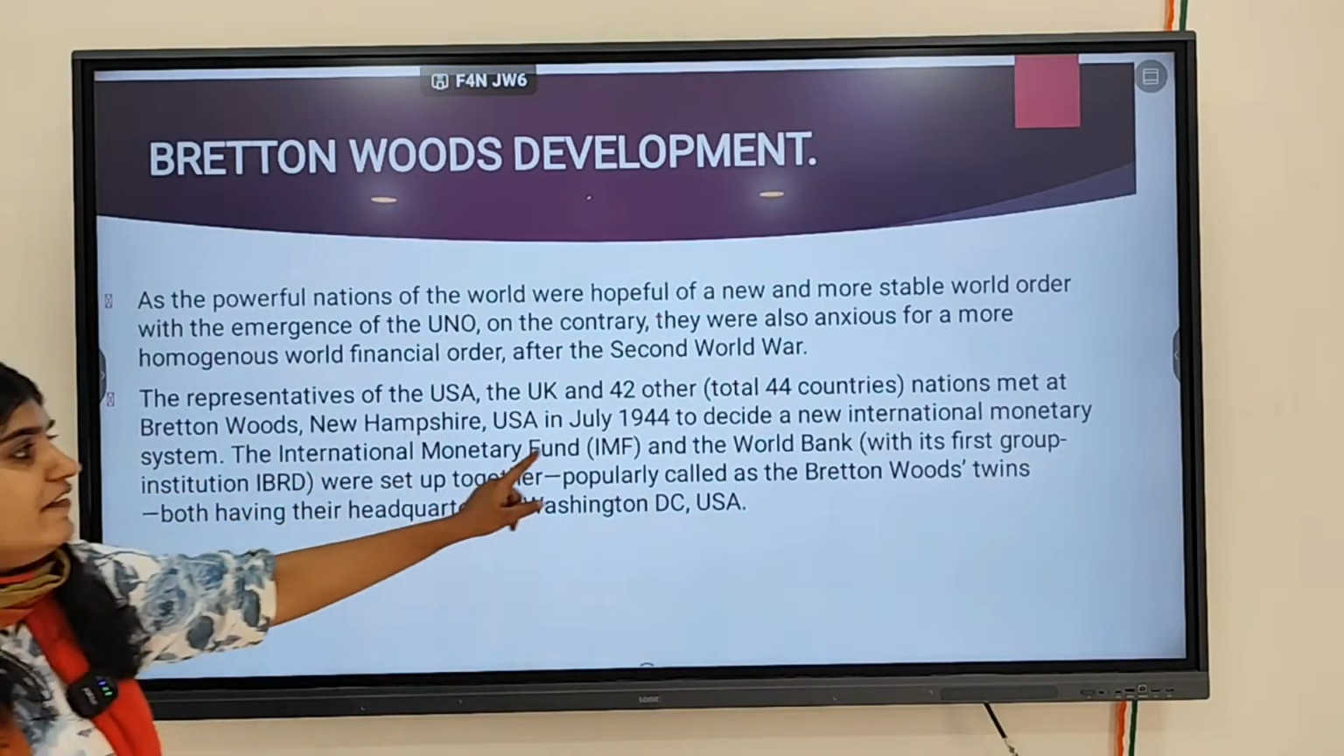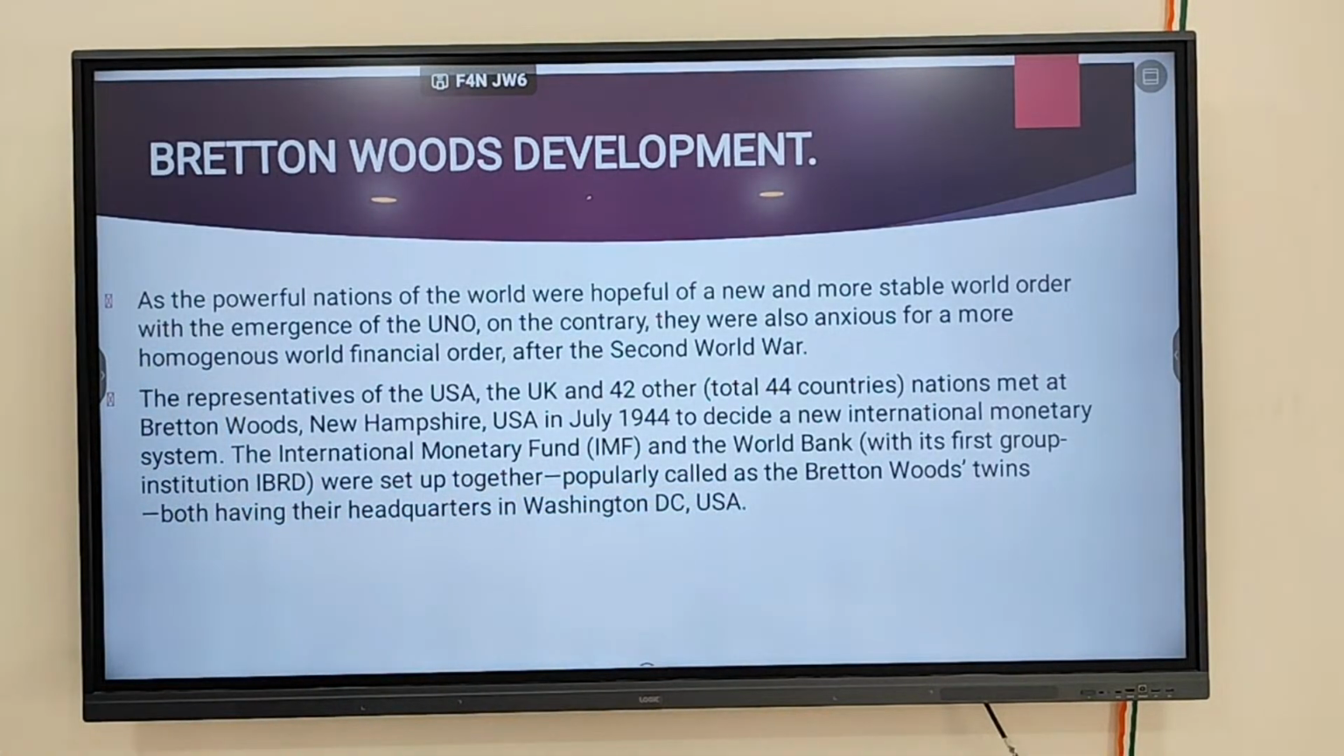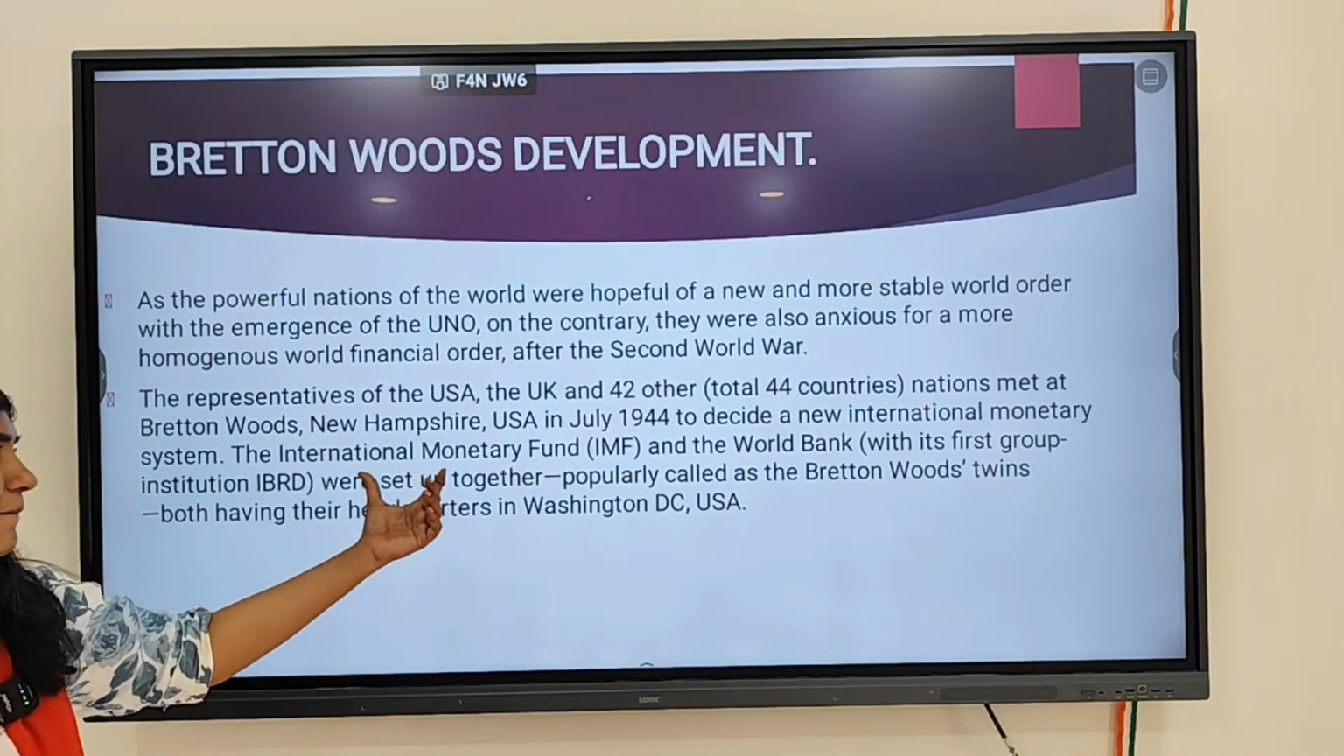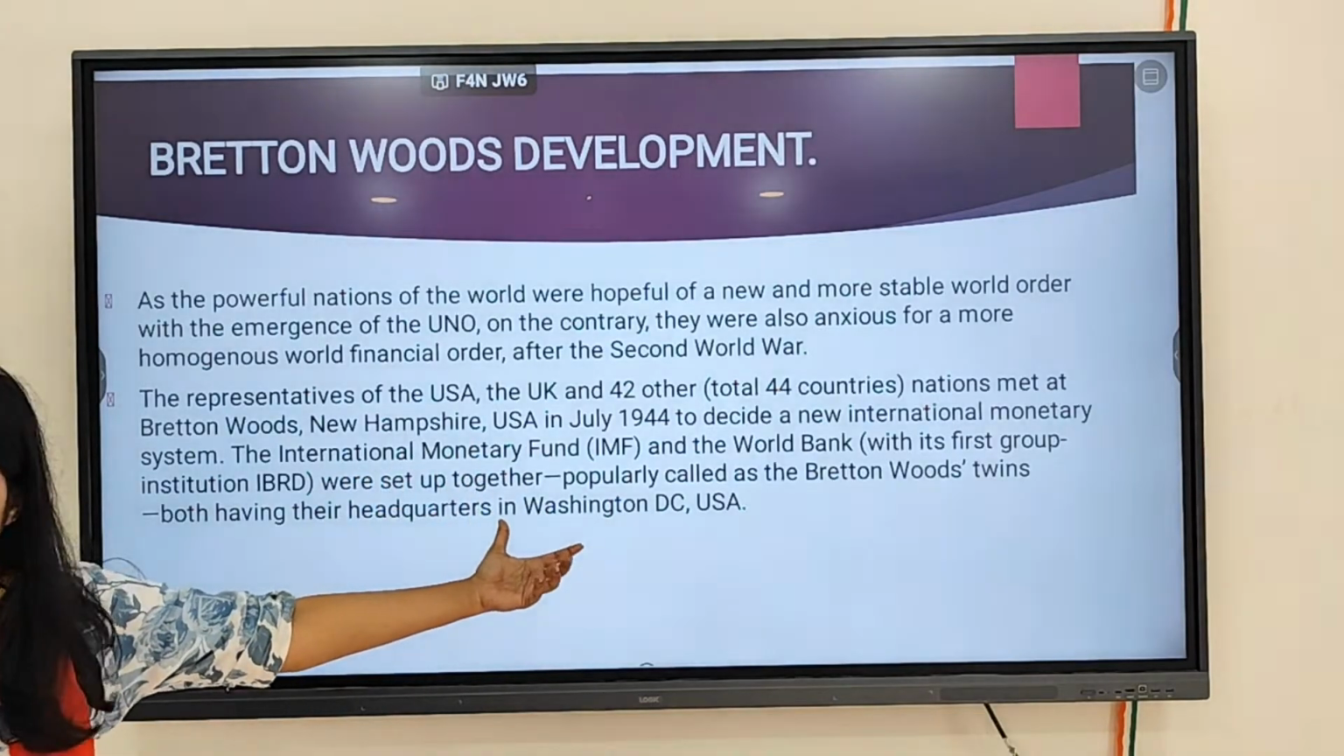One is the IMF, the next one is the World Bank. They set up the IMF and World Bank during 1944. These are also called the Bretton Woods twins. Why? Because they were established through the Bretton Woods conference. That is why these are called the Bretton Woods twins. Both the headquarters of the IMF and World Bank are in Washington, DC, USA.